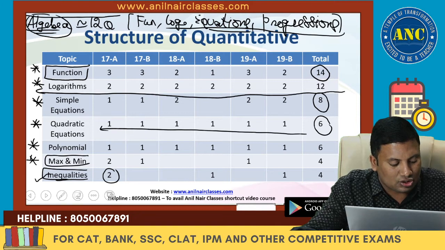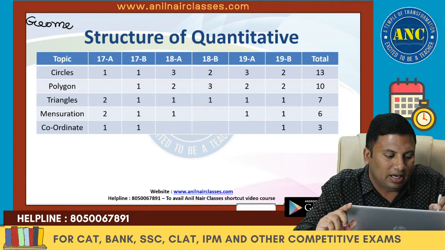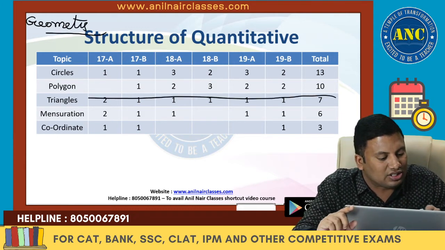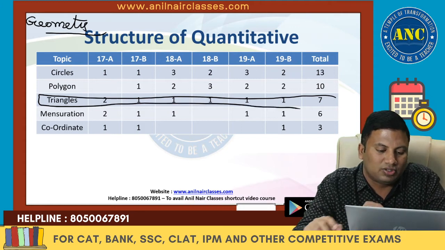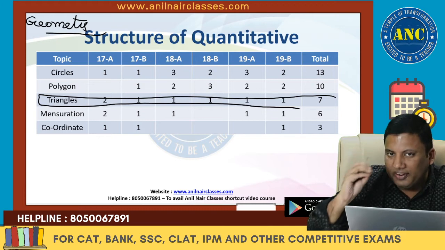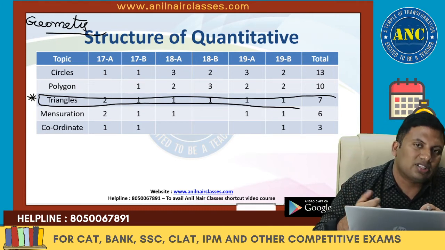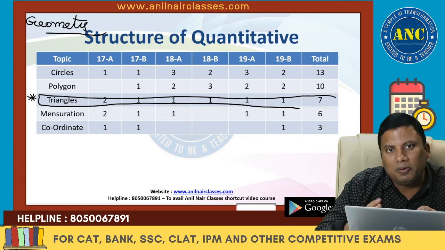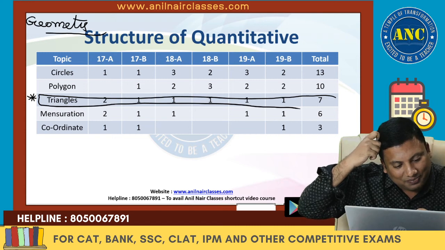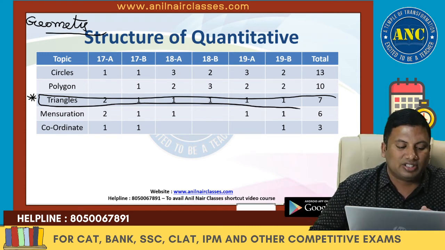Now let us get into the next topic, which is geometry. In geometry, there have always been questions on triangles consistently, not only from 2017. From 2004 onwards, I am seeing that in geometry, most likely the questions will be on triangles: property based, angle based, side based, area based, perimeter based. Also the mid-point proportionality theorem, similarity and congruency of triangles.